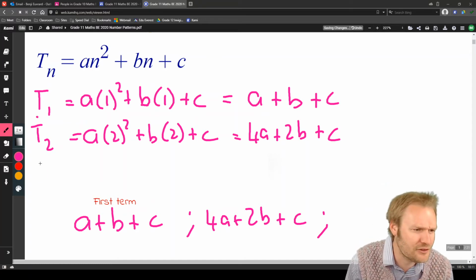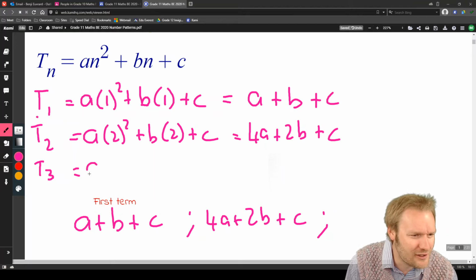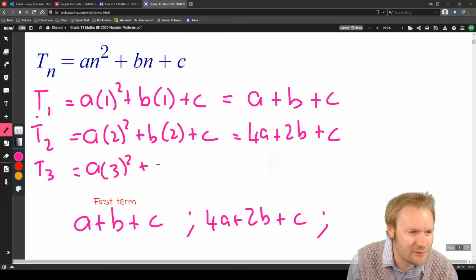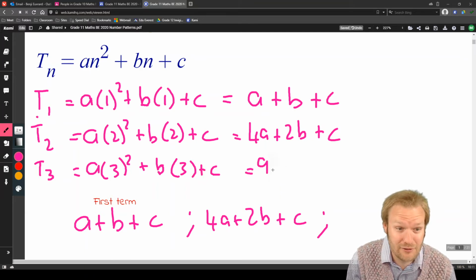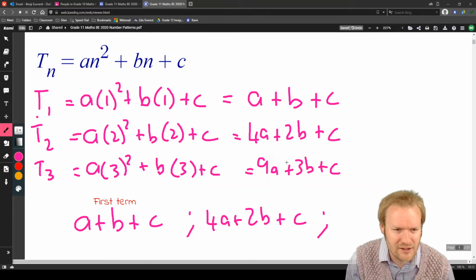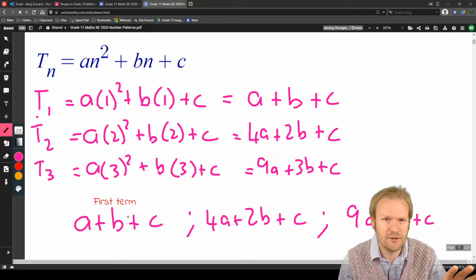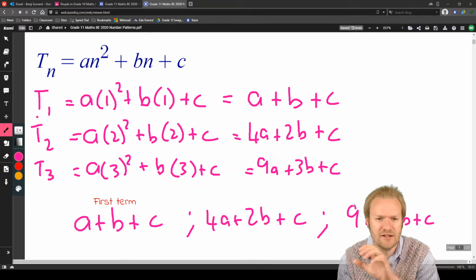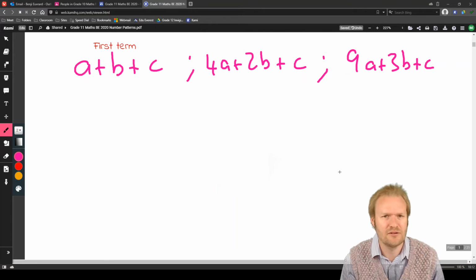Okay, let's work out our third term. And we'll pause after that. So a 3 squared plus b 3 plus c. Okay, I think we're getting into the swing of it, right? 9a plus 3b plus c. So that's our third term. So now for any quadratic sequence, it goes a plus b plus c, 4a plus 2b plus c, 9a plus 3b plus c.